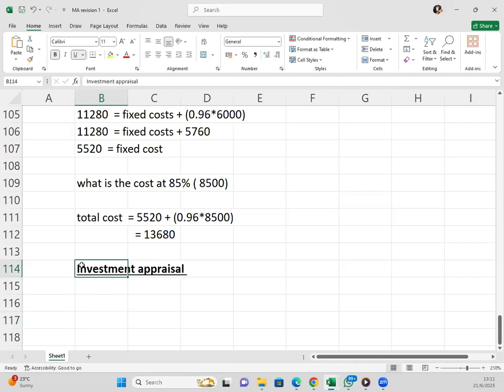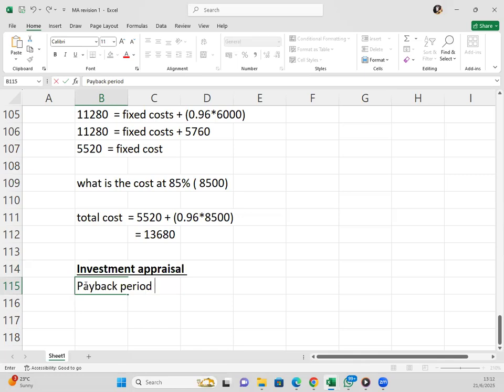So under the investment appraisal techniques, these are the techniques that we use to determine which investment is worth investing in. So if you are comparing a number of investments, which one is worth investing in? We can have the following techniques. We have the payback period.